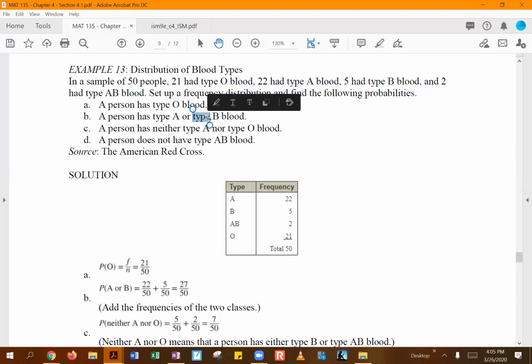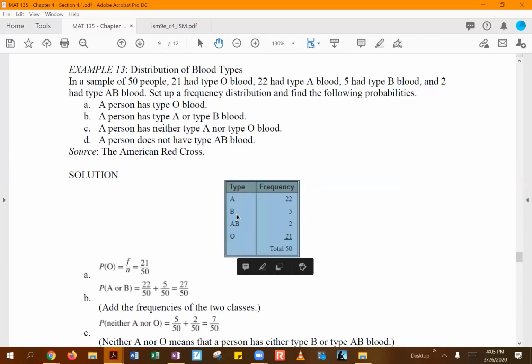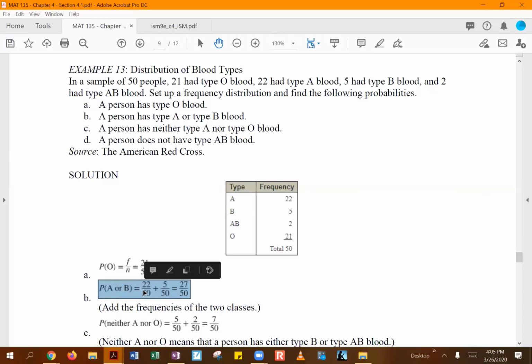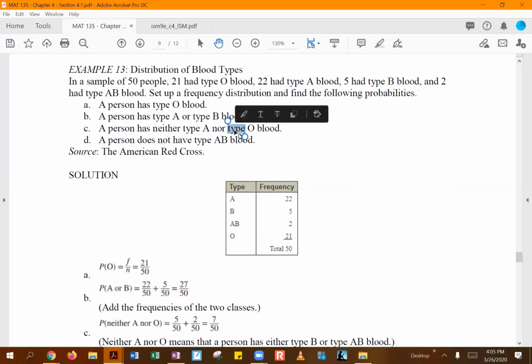For question B, they're asking the person has type A or type B blood. Remember, this is the exclusive or we had talked about, because you can either have type A or type B. So they're talking about these first 2 categories in our table. That's 22 out of 50 plus 5 out of 50, which adds up to 27 out of 50.